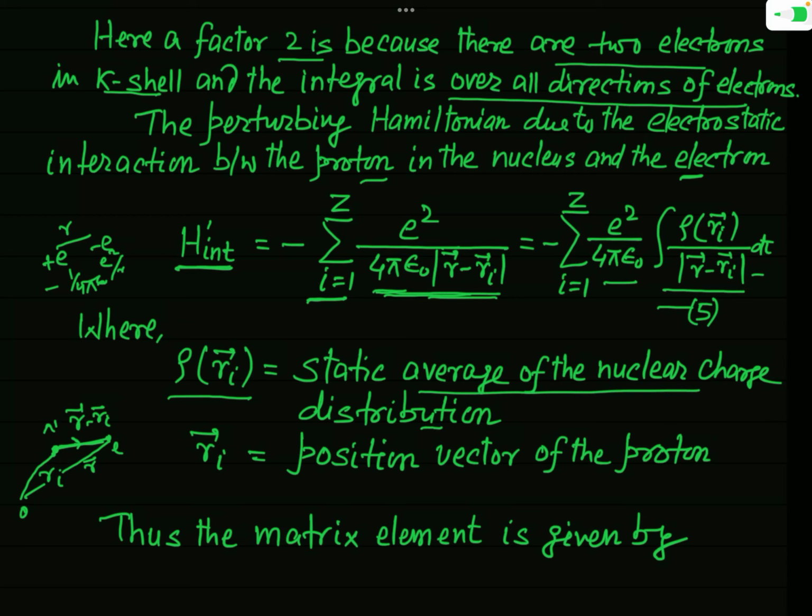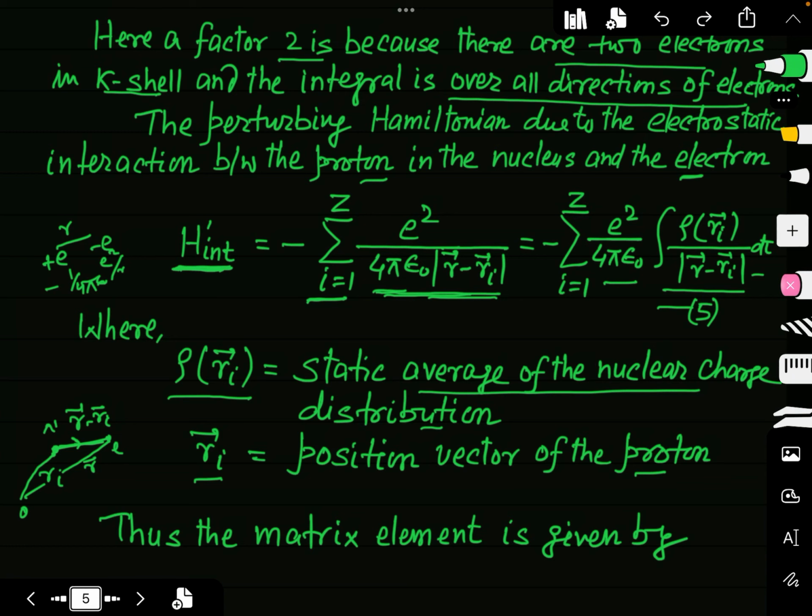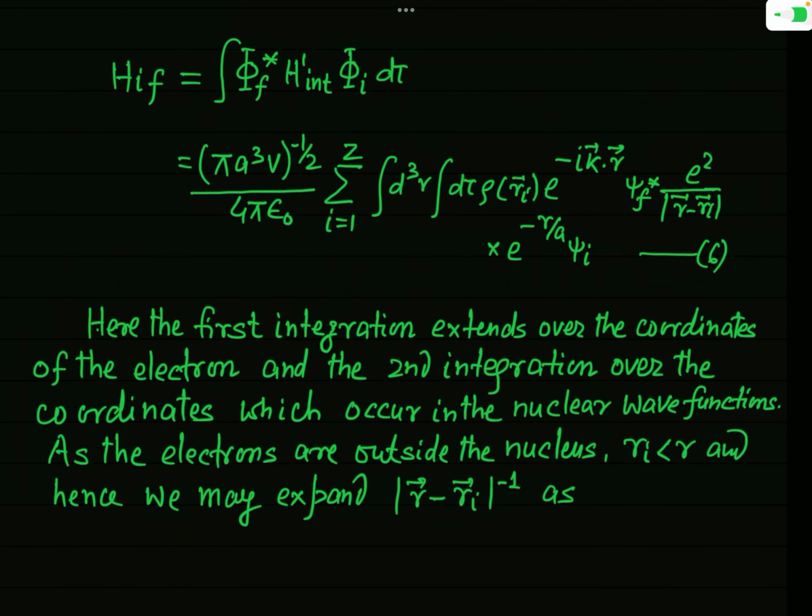Okay, and R_i, as I have told you, is the position vector of the proton, that is, of the nucleus, and r is the position vector of the electron. Now when we use this expression for the perturbing Hamiltonian, then we can find what the matrix element H_if will be. Now the matrix element H_if, you know, can be given by this expression.